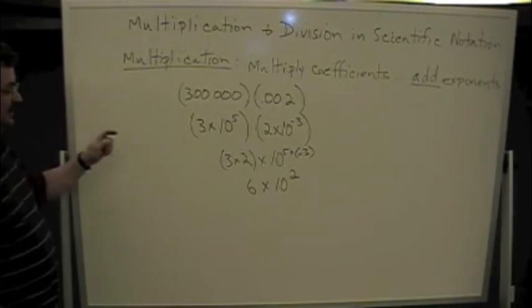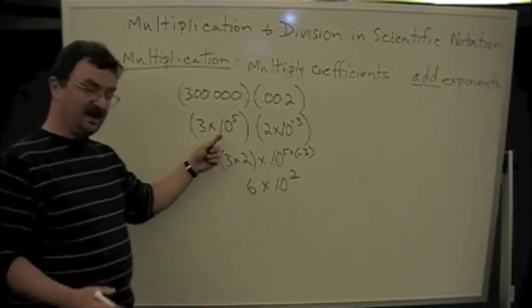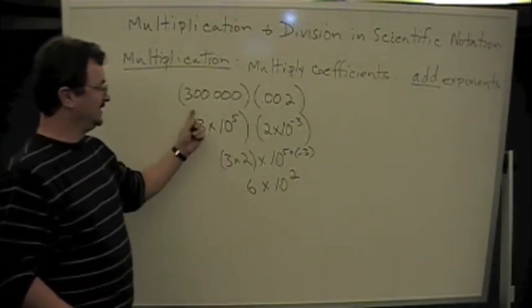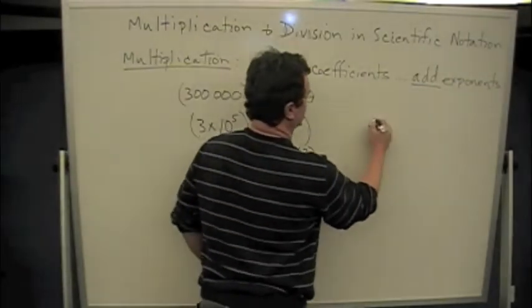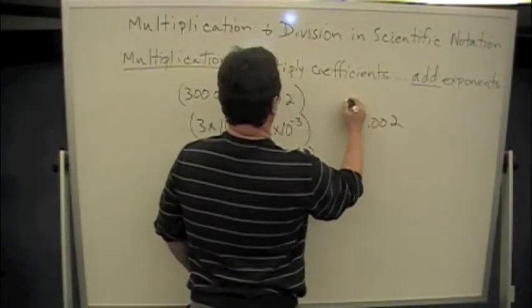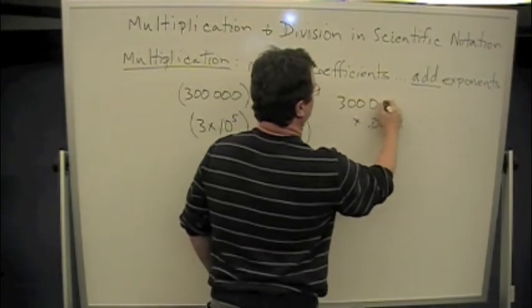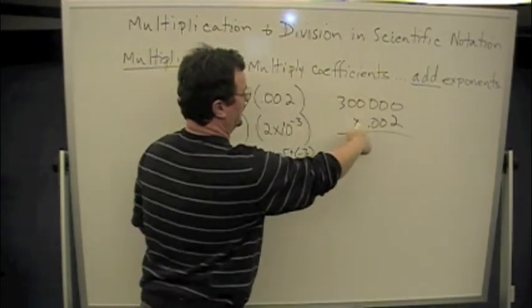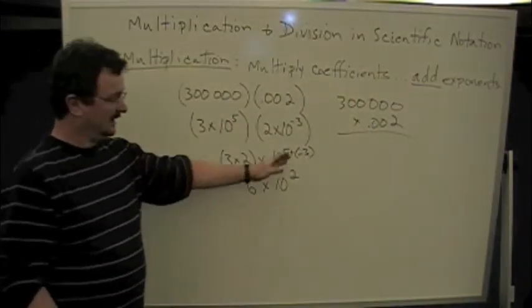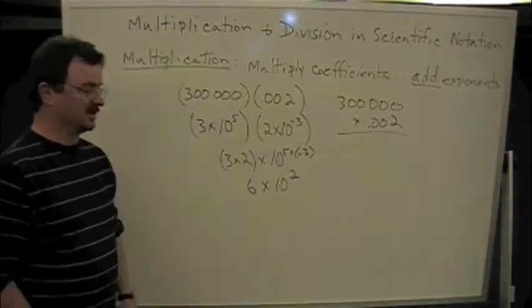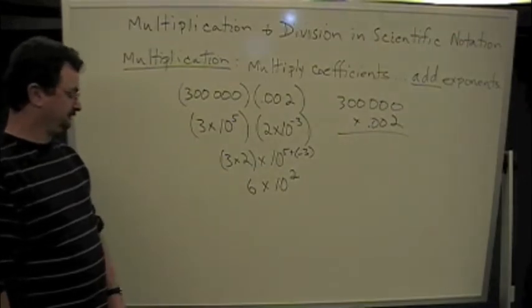But again, I think you'll agree that this is a lot easier, once you get good at it anyway, than trying to do it longhand where you have to do 0.002 times 3,000,000, and you have to make sure all the things are lined up and where do you put the decimal point afterwards and all that. This does it much more simply and easily.